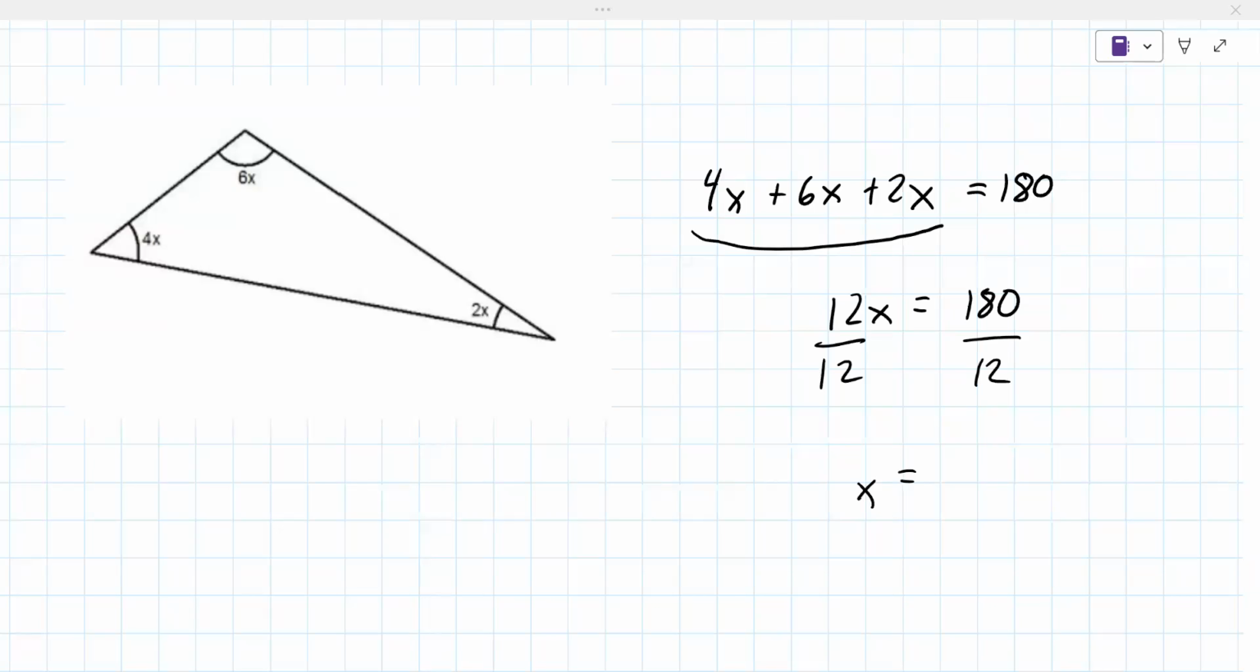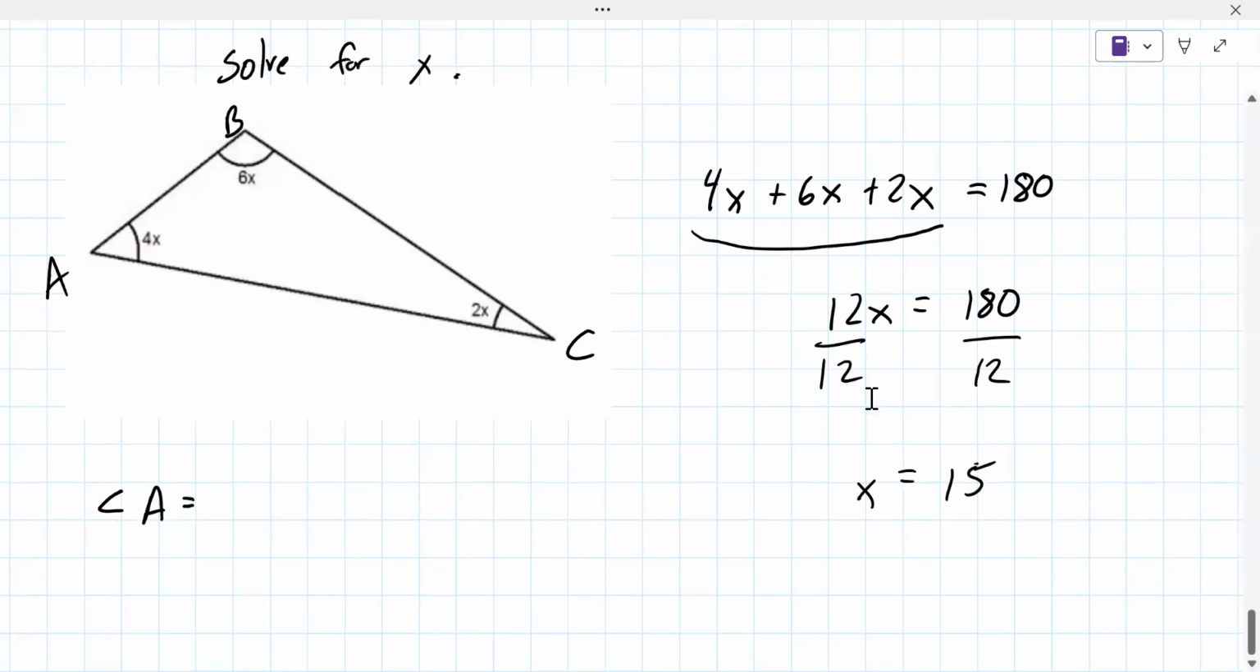15? 15. Now, sometimes a problem like this will say to solve for x. Sometimes they want you to find the angle. So I want you to find angle A, and you do that by putting this x value back in here. You take this x value 15, putting it back in 4 times x.